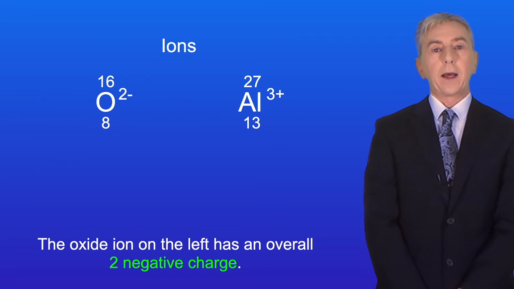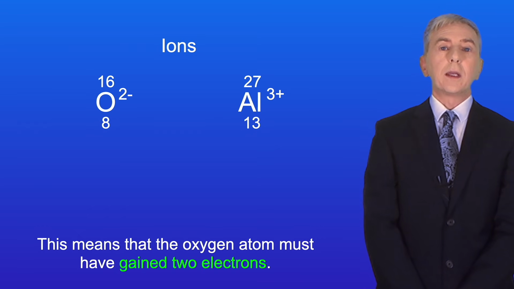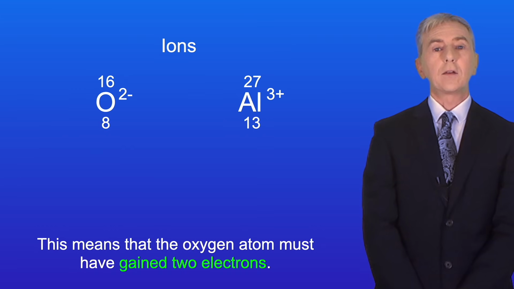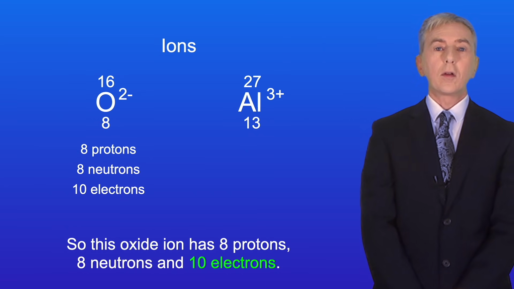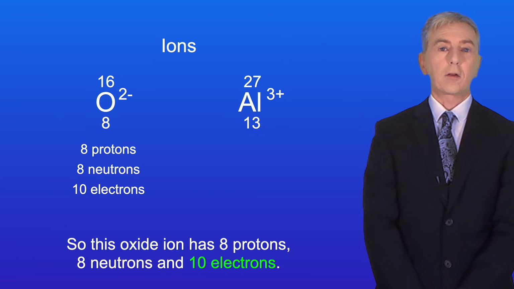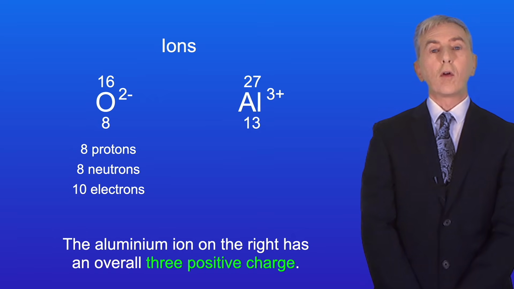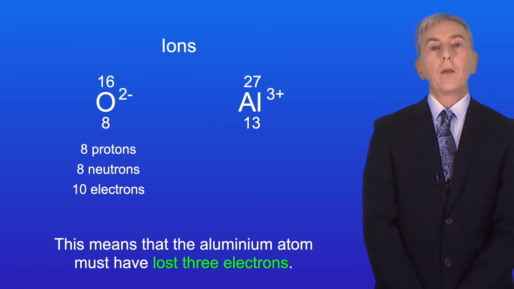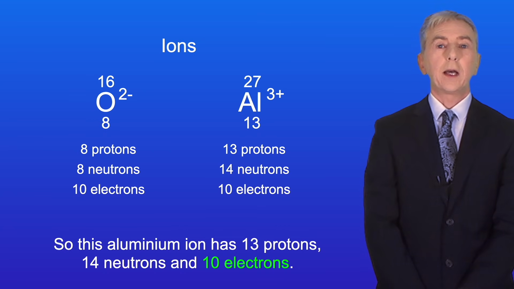Okay, the oxide ion on the left has an overall 2 negative charge. This means that the oxygen atom must have gained 2 electrons. So this oxide ion has 8 protons, 8 neutrons and 10 electrons. The aluminium ion on the right has an overall 3 positive charge. This means that the aluminium atom must have lost 3 electrons. So this aluminium ion has 13 protons, 14 neutrons and 10 electrons.